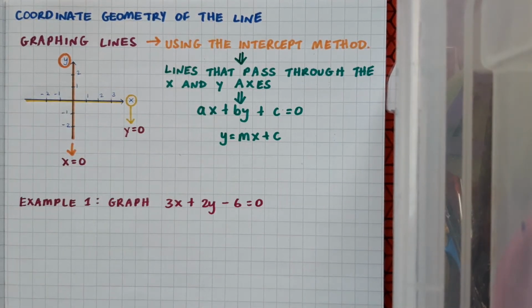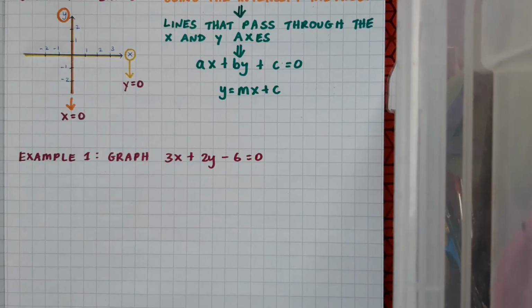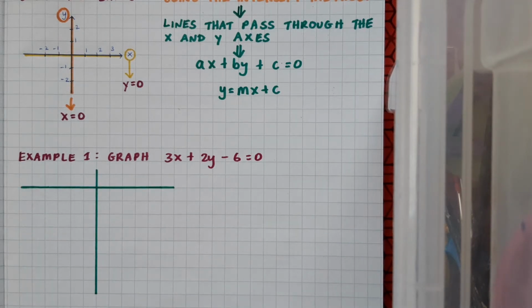So here's our first example. We want to graph the line 3x plus 2y minus 6 equals 0. So to do this, we're going to figure out where this line goes through the x and y axes, and for that we have to do two separate calculations. So I'm going to make out a quick little t-table here for that calculation.